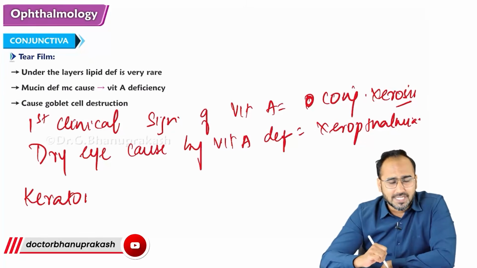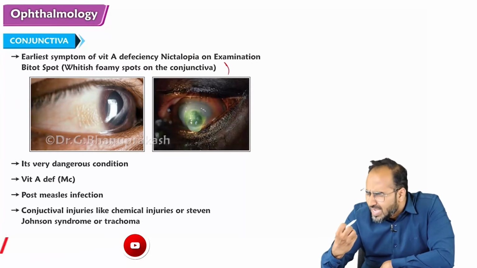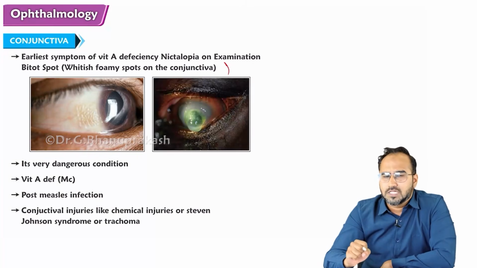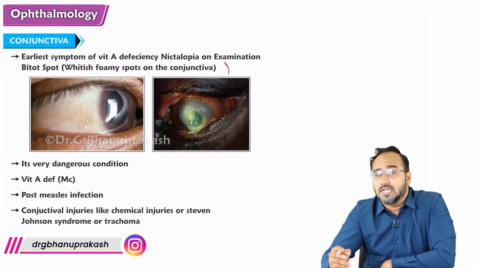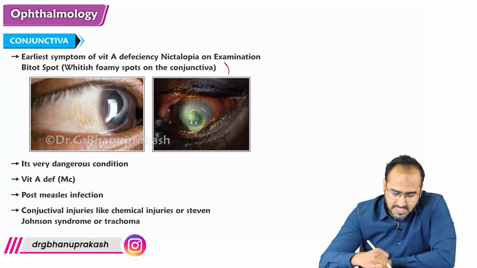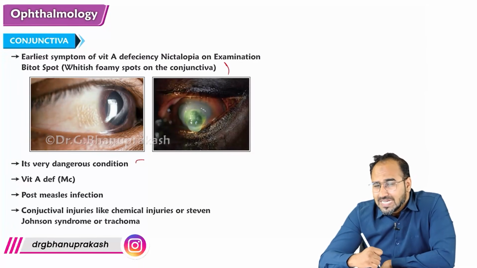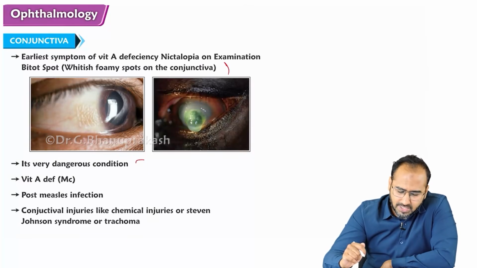Now guys, there is a condition called keratomalacia, basically melting of the cornea. That is a very dangerous condition. It can be seen due to vitamin A deficiency, post-measles infection, or chemical injuries. It is the most dangerous condition, guys. Melting of the cornea. Why?